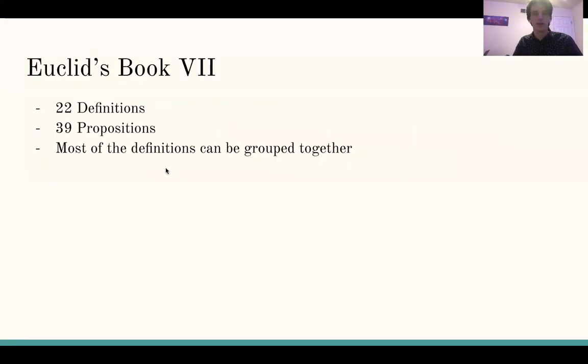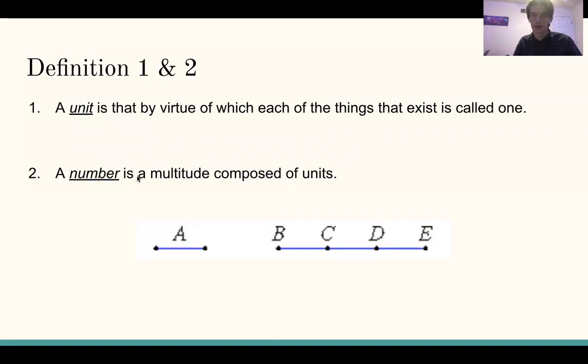So to get started, like I said, we're going to do the 22 definitions from book 7. And they go in groups, so 1 and 2 go together, and you'll see that as we go along. Starting off, a unit is that by virtue of which each of the things that exist is called one. Simplified, this is pretty much saying that a unit is one. We can see that in the picture below as A, so A is going to simplify 1.